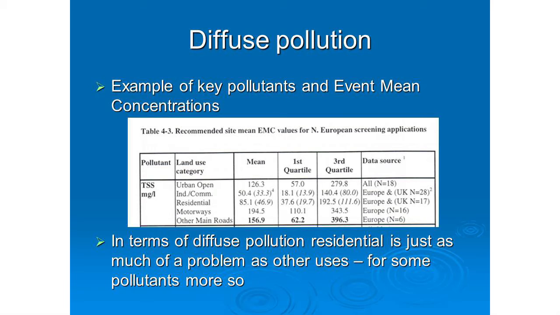And if you look at that, residential, the mean value for residential surfaces is actually greater than it is for industrial commercial surfaces. So really we've just got to treat all urban surfaces as a source of diffuse pollution and design the SuDS systems for all those areas on that basis.